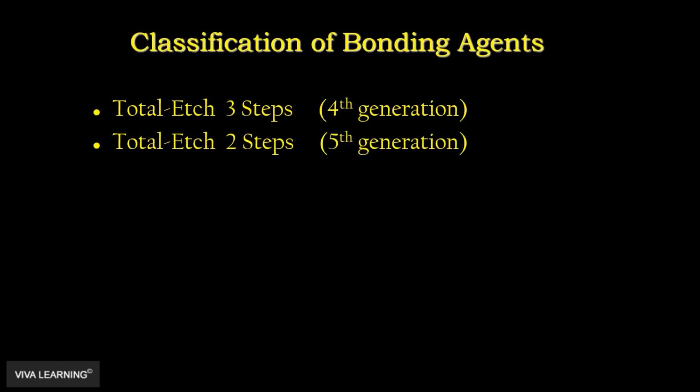The total etch 2 steps would be where you etch and rinse, and then you put your adhesive, where your primer and your adhesive are in one bottle, and it's in a single step. So you're doing one step is etch and rinse. The second step is your priming and bonding in the same step. So it's basically what 5th generation did. It just took the 2nd and 3rd steps of the 4th generation and combined them into one bottle, just to simplify things.